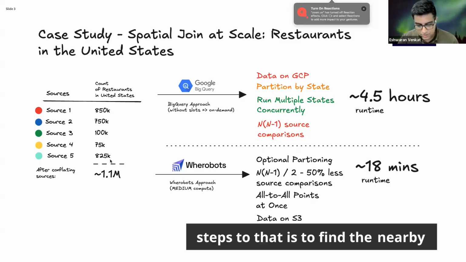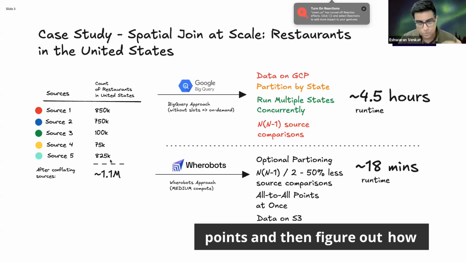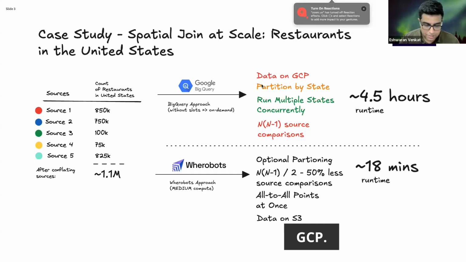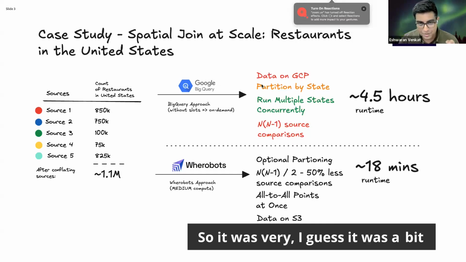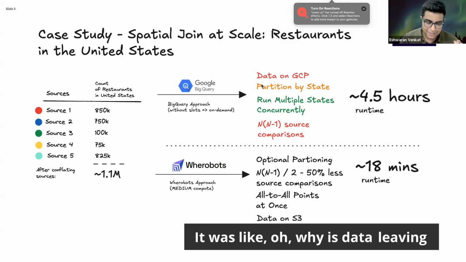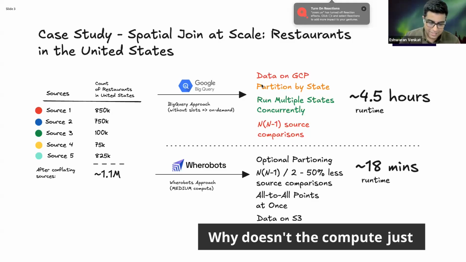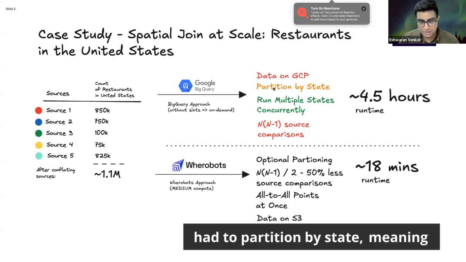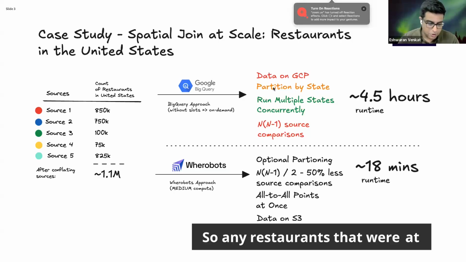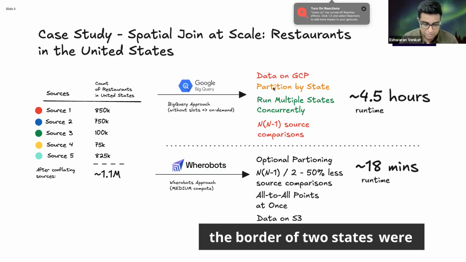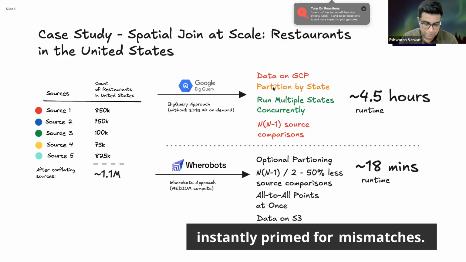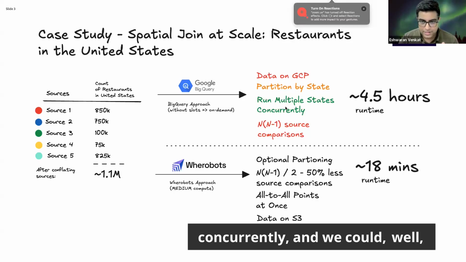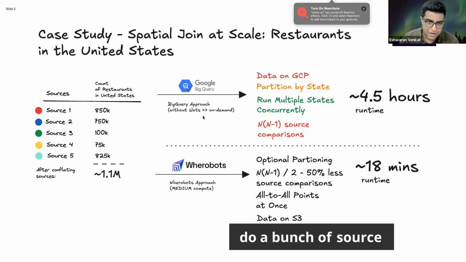One of the starting steps to that is to find the nearby points and then figure out how the matches work. When we were doing it in BigQuery, we had to put data into GCP. So it was a bit prickly. It was like, oh, why is data leaving this environment and system? Why doesn't the compute just come here, right? Another thing is we had to partition by state, meaning only process each state individually. So any restaurants that were at the border of two states were instantly primed for mismatches, right? And of course, we could run multiple states concurrently and do a bunch of source comparisons.